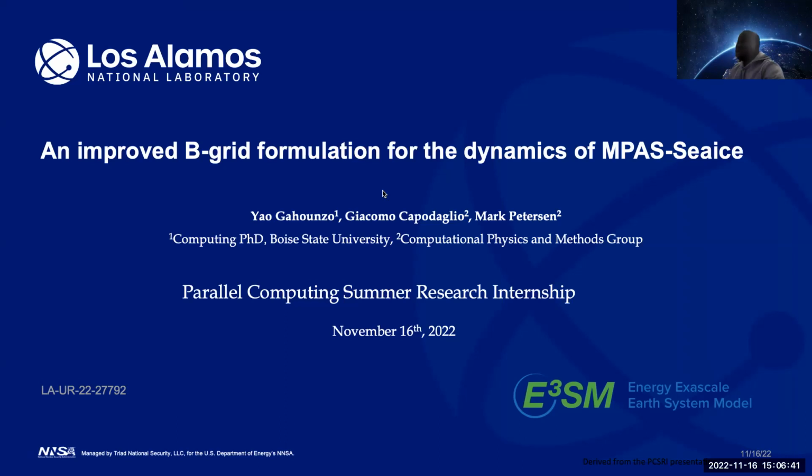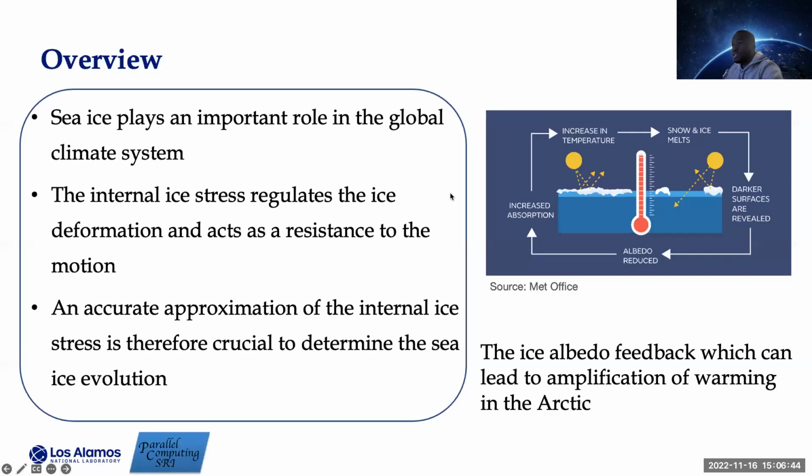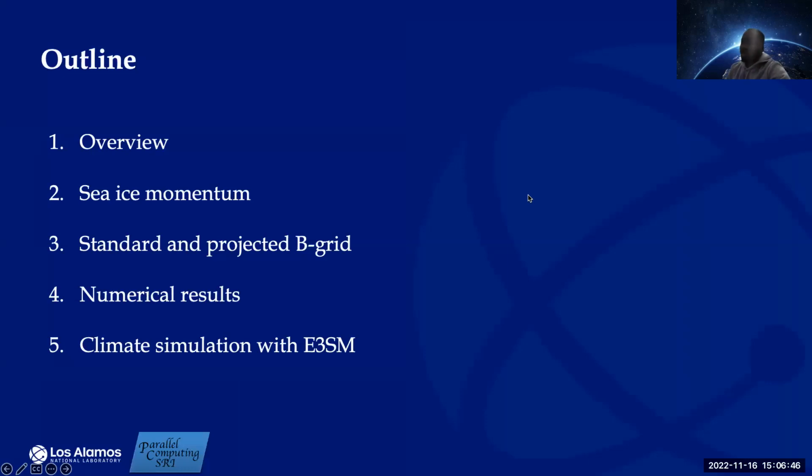So the outline of this presentation: I'll briefly talk about why modeling the sea ice is important, and also talk about the dynamics of the sea ice, since sea ice, as we know, is a moving body. So there are different forces that act on it. I'm going to describe those first, then talk about the numerics used to solve that dynamics in the MPAS model, present some of the numerical results, and highlight a little bit of the climate simulation using E3SM as a coupled model.